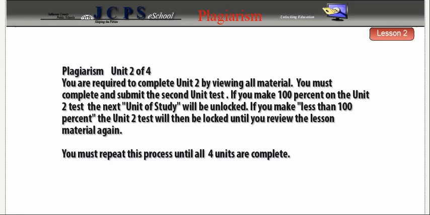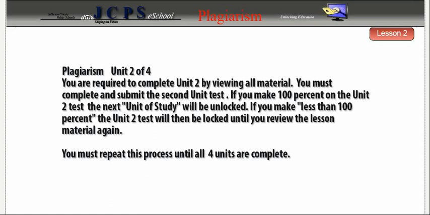Plagiarism. Unit 2 of 4. You are required to complete Unit 2 by viewing all material. You must complete and submit the second unit test. If you make 100% on the Unit 2 test, the next unit of study will be unlocked.